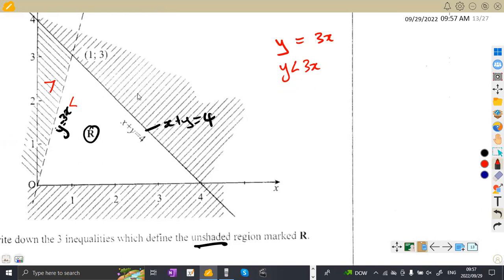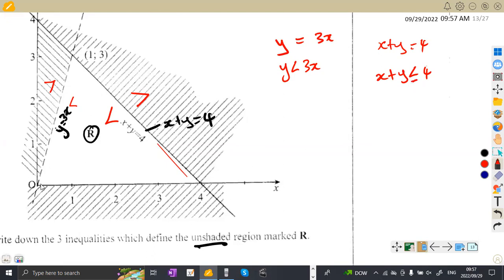We move on to this one. This is the greater side, this is the lesser side. We are given x plus y is equal to 4. So it's going to be x plus y is less than 4. But because our line is a continuous line like this one, it's going to be less than or equal to.